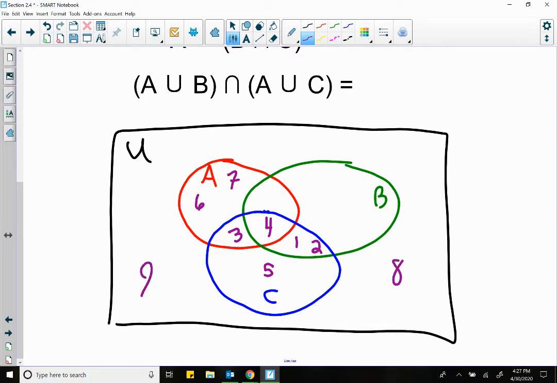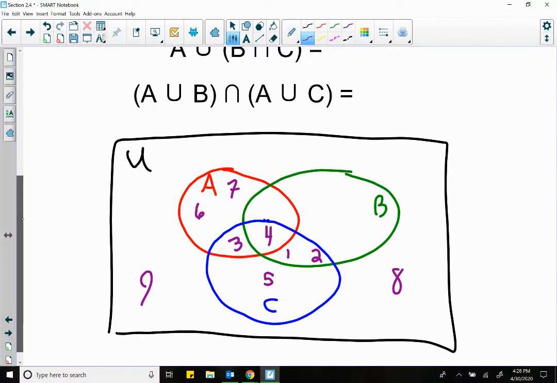So there's our Venn diagram. Again, we started in the middle, and then I worked my way out, kind of spiraling around. Whenever you make a Venn diagram, you start in the middle. All right, so let's answer some questions.